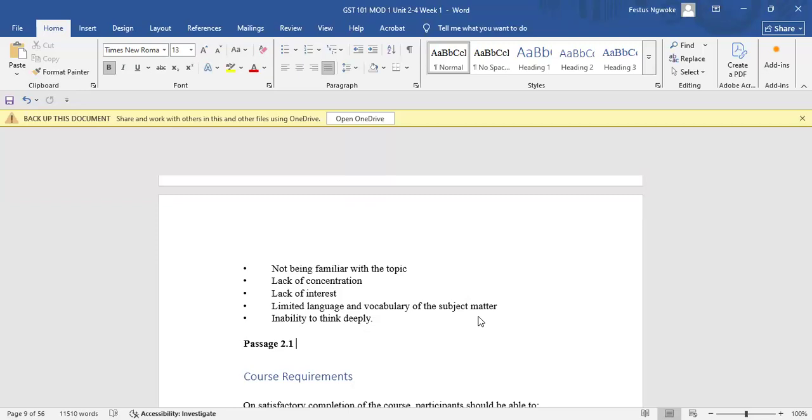So sometimes we have limited language or vocabulary of the subject matter. We do not have an idea. Now, you are not reading novels to equip your vocabulary, though you can do that privately, it's encouraged.